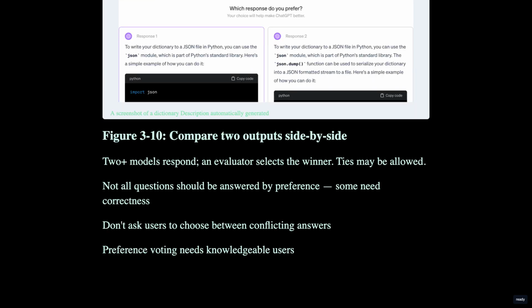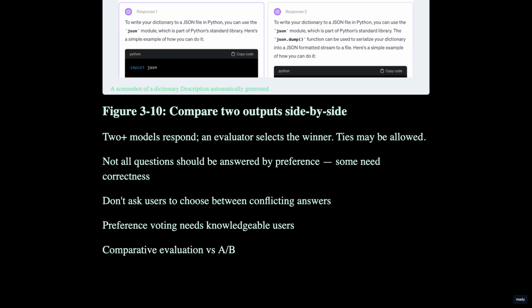Preference-based comparisons only work when voters understand the task well enough to judge outputs. This makes them suitable when AI acts as an assistant, helping users speed up things they already know how to do, but unreliable when users ask AI to perform tasks they themselves can't evaluate. These two methods are often confused, but are different. In A/B testing, a user sees the output from just one candidate model, while in comparative evaluation, the user sees outputs from multiple models side by side, so they can directly compare them.